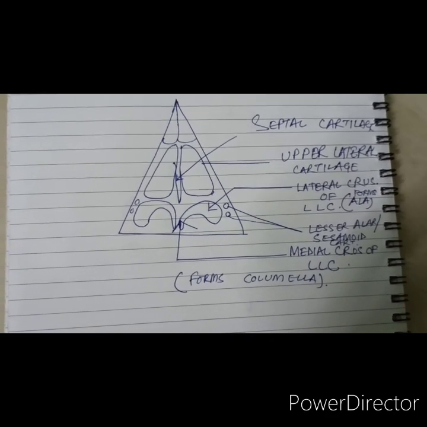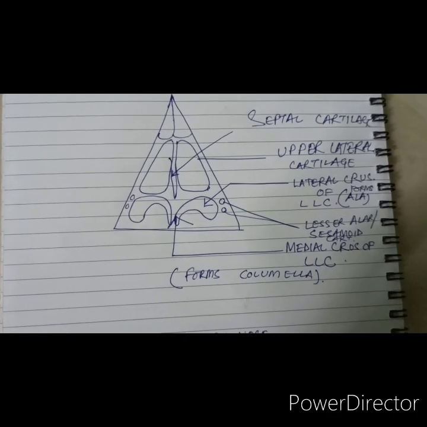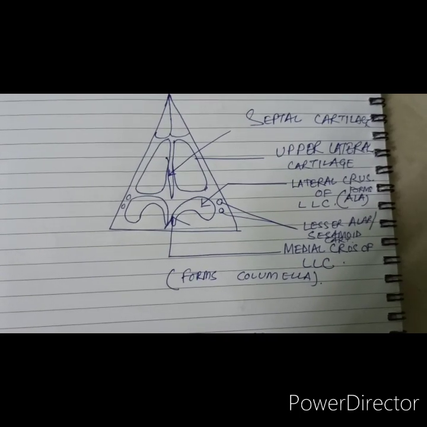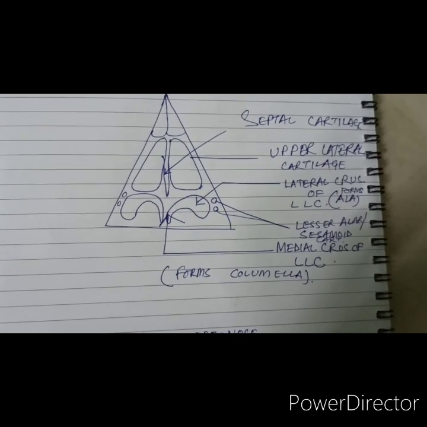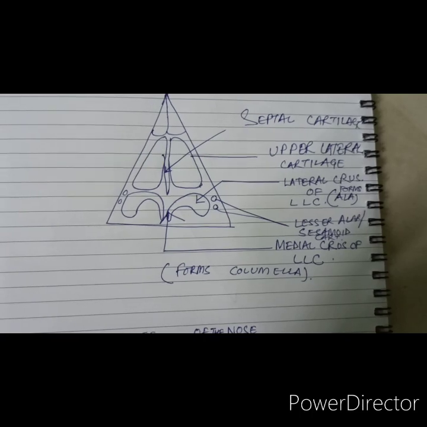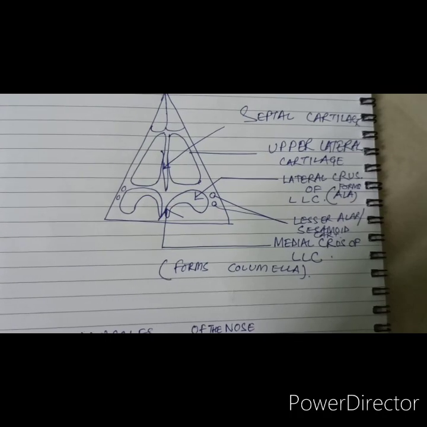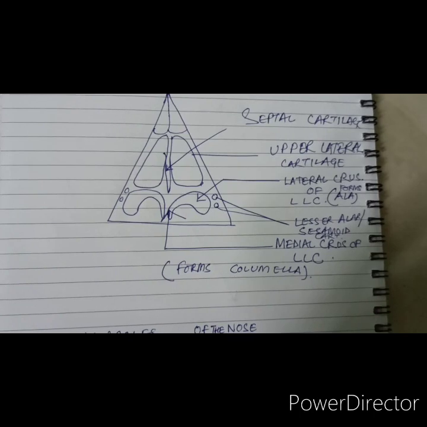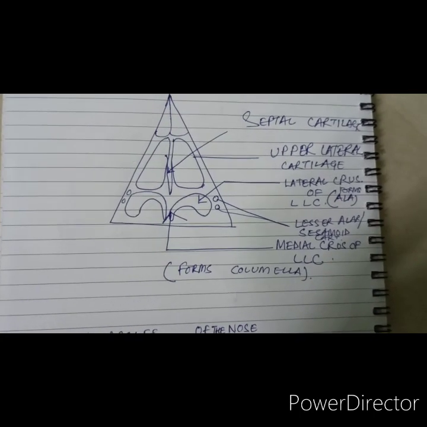The lower lateral cartilage has two crus. The lateral crus of the lower lateral cartilage forms the ala of the nose, and the medial crus of the lower lateral cartilage forms the columella. Now you can see two small cartilages on either side, lateral to the lateral crus of lower lateral cartilage. These are the lesser alar cartilages or the sesamoid cartilage. So this forms the cartilaginous framework, and above it the bony framework is formed by the two nasal bones.